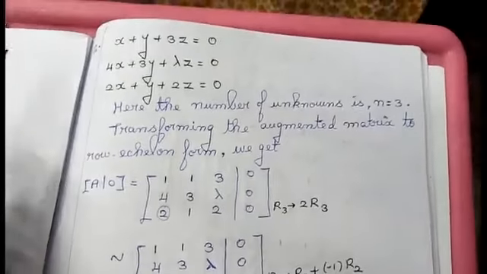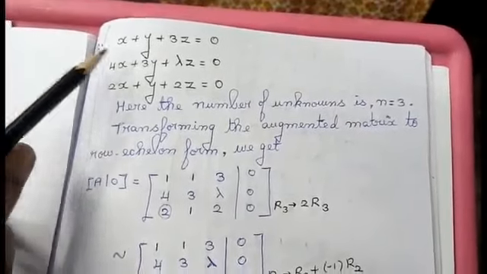Exercise 1.7 second sum. Determine the value of lambda for which the following system of equations x + y + 3z = 0, 4x + 3y + λz = 0, 2x + y + 2z = 0 has first, a unique solution, and second, a non-trivial solution. Now, exercise 1.7 second sum.